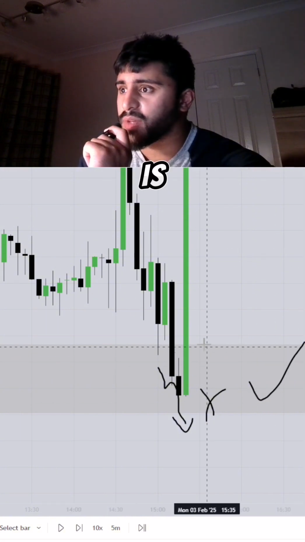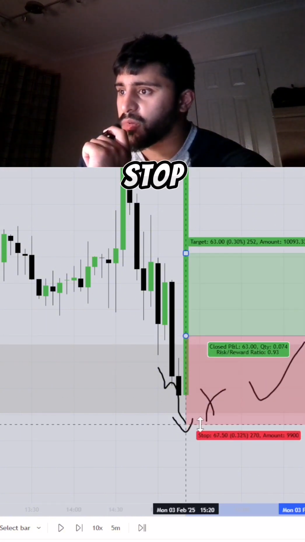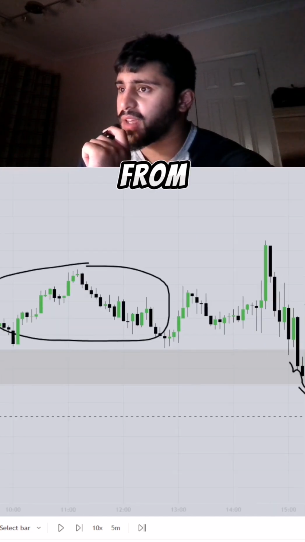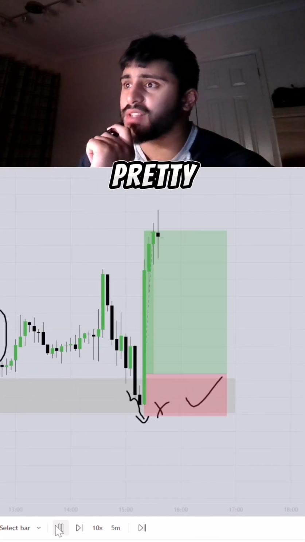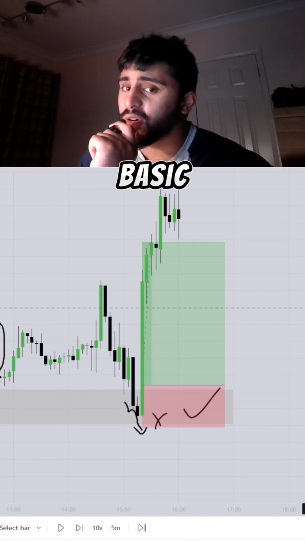So what we can do over here is we can take our long position with a stop loss just below this zone, right? And now from here, we can simply target a 1 to 2 or 1 to 3 R trade, right? So it's pretty simple once you understand the basic concepts of order flow.